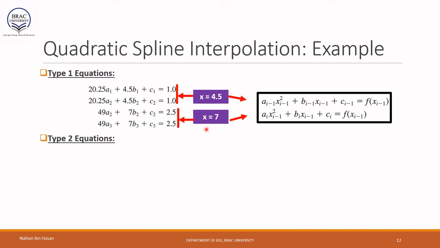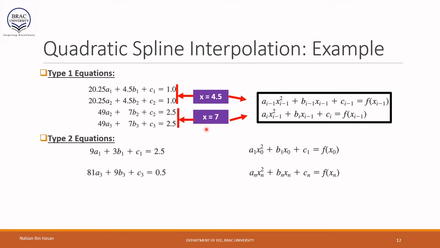Similarly, category 2 equations denote that the function values at the two end data points, at the boundary data points, are equal. That means the functions must pass through the boundary points. So the boundary equations should look something like this. If you apply the boundary point x equal to 3 at the first interpolating polynomial, I would get this equation, and at the last boundary point, x equal to 9, I would apply it to the last polynomial and I would get this one. So these are the two boundary equations that I am going to find under this category.